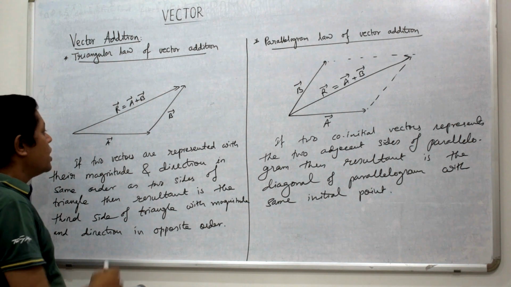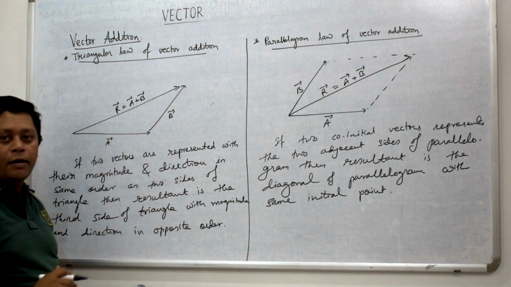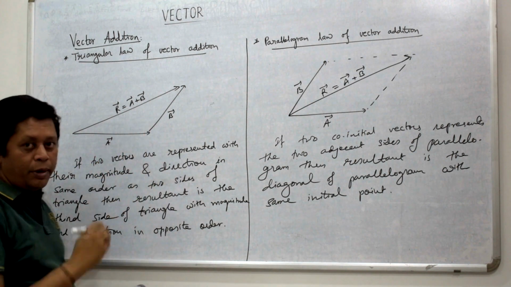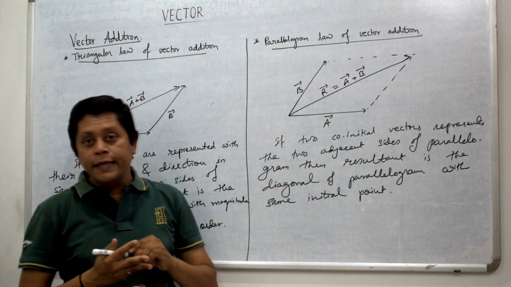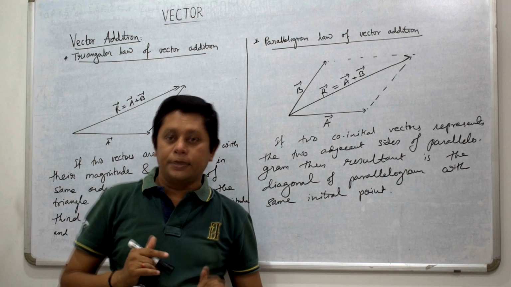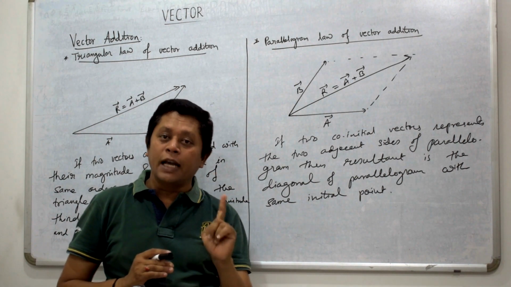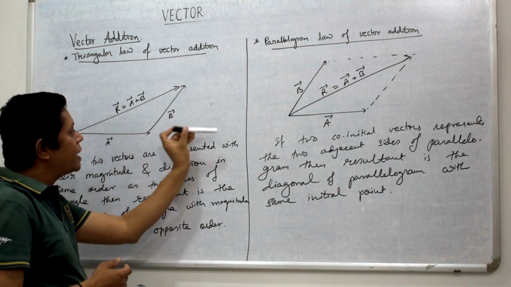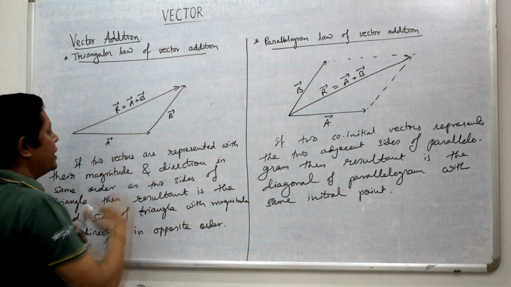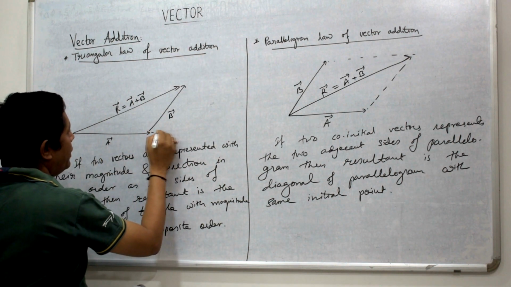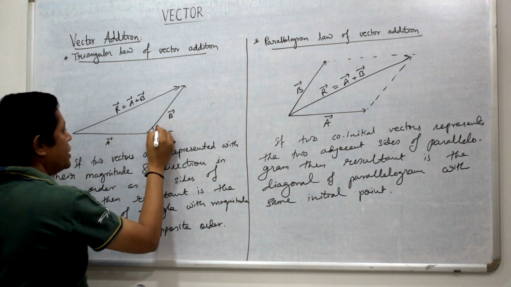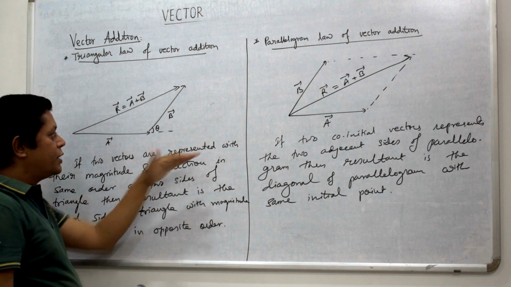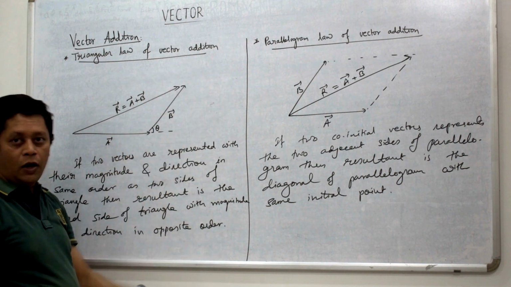Now the question is, what is the angle between vector A and vector B? The angle between two vectors means the angle between their directions. You can see vector A is acting along this direction, vector B is acting along this direction. So this is the angle between the two vectors. Theta is the angle between vector A, which is along this direction, and vector B along this direction.